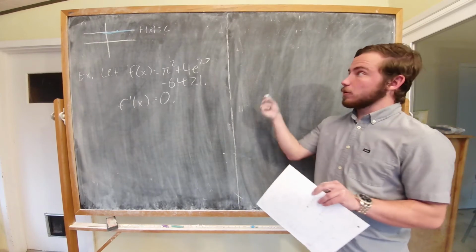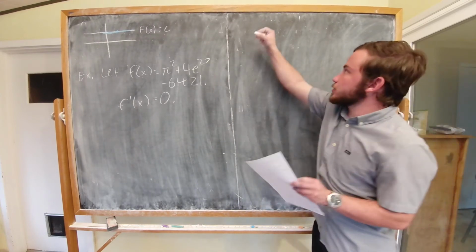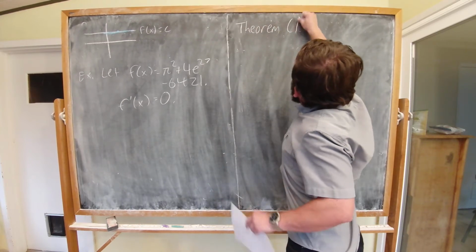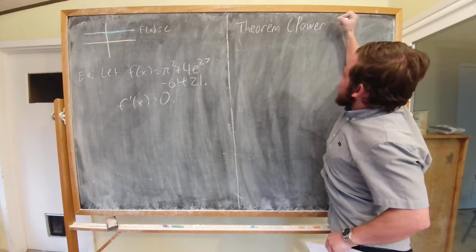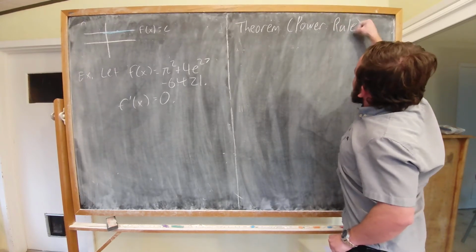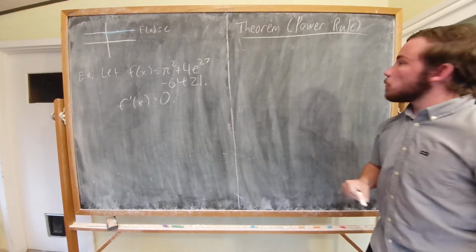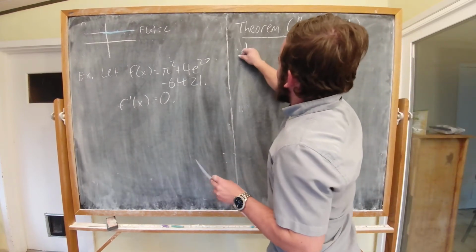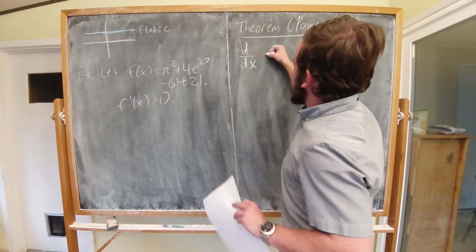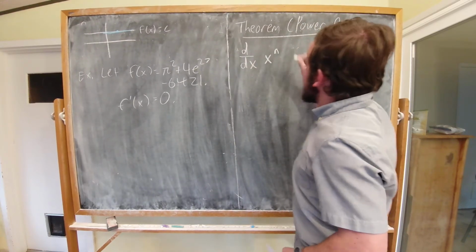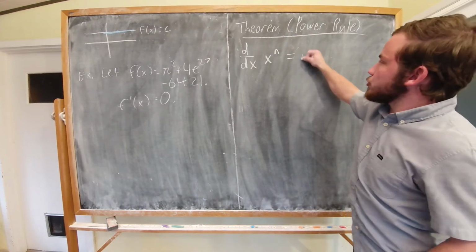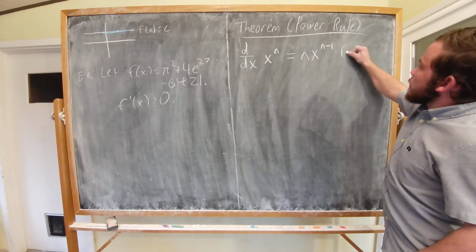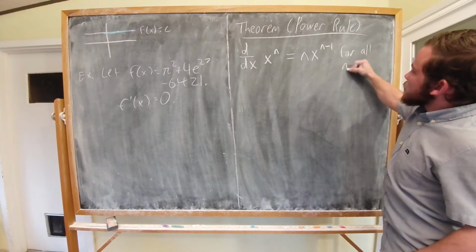Okay, our next rule for calculating derivatives is going to be called the power rule. And yes, it's worthy of the name since it's a very powerful rule indeed. So, what is this power rule? The derivative with respect to x of x to the nth power is equal to n times x to the n minus 1 for all real numbers n.